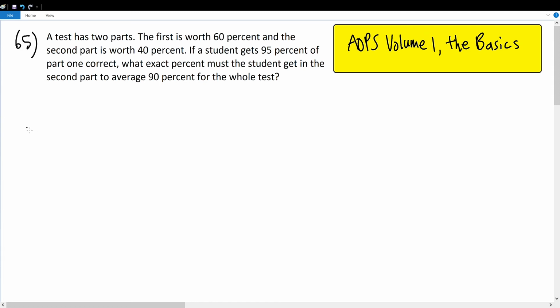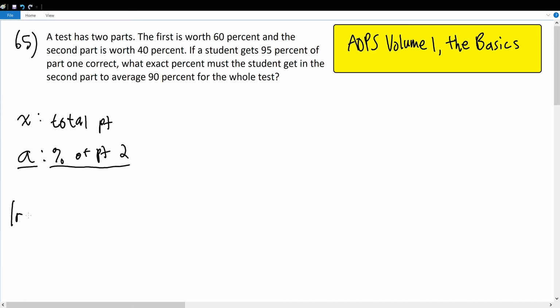So, we need to suppose certain quantities to help us solve our problem. Let's let x be the total number of points on the test. And let's let A be the percentage of part 2 that he needs to get correct. Notice A is the percentage of part 2, not the percentage of the entire test. And so now let's utilize the information.